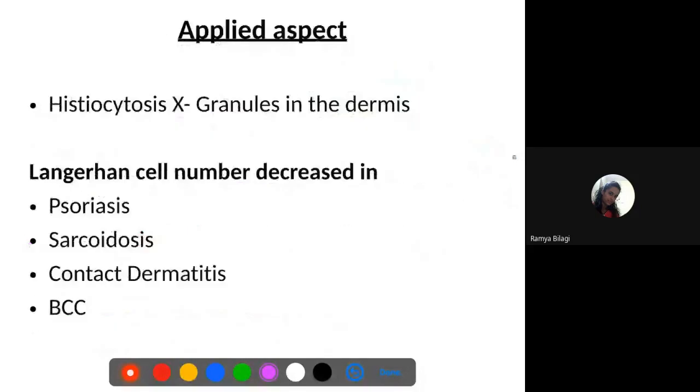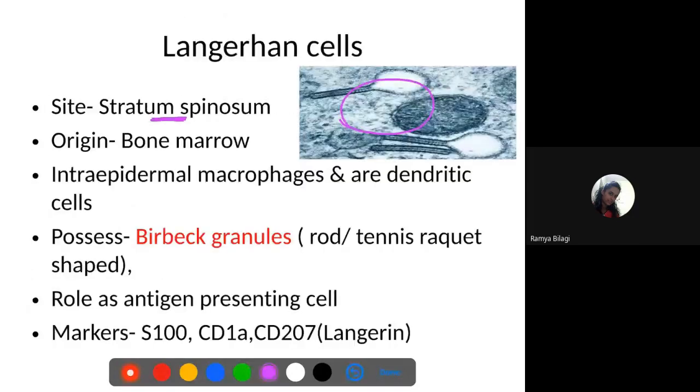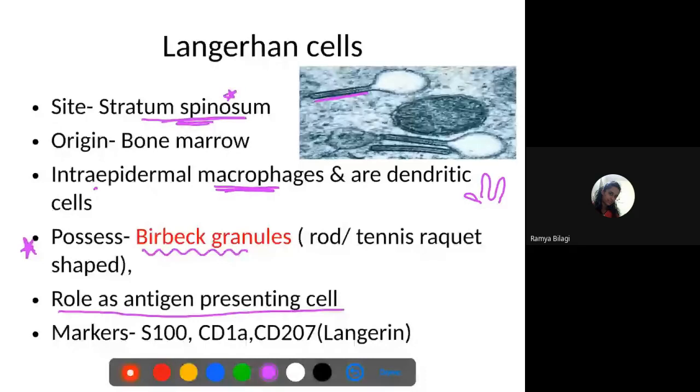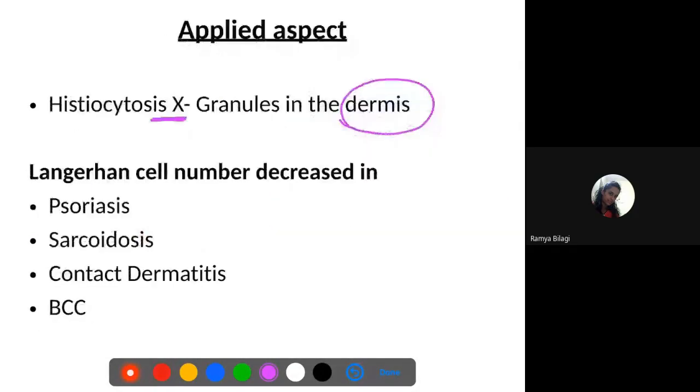What are the applied aspects related to Langerhans cells? In a condition called histiocytosis X, we see Birbeck granules in the dermis, which is abnormal because we normally see Langerhans cells in stratum spinosum. We see this condition in histiocytosis X. There are specific numbers of Langerhans cells. The number is decreased in these conditions. These are important. This is your potential MCQ. The LC number is decreased in psoriasis, sarcoidosis, contact dermatitis, and basal cell carcinoma.